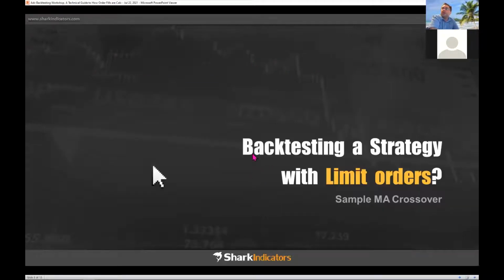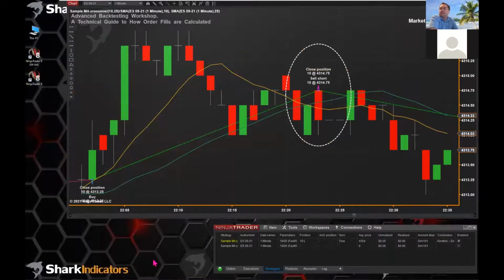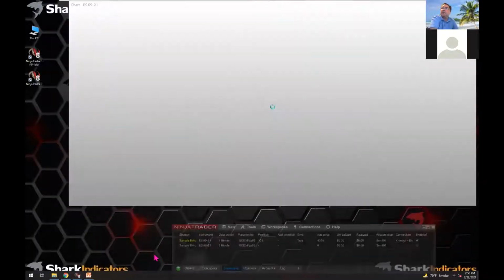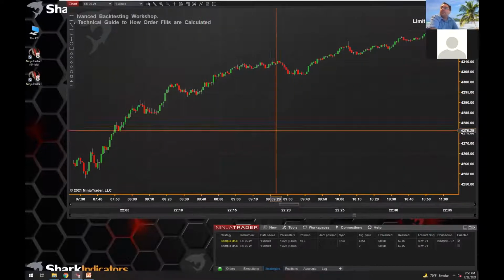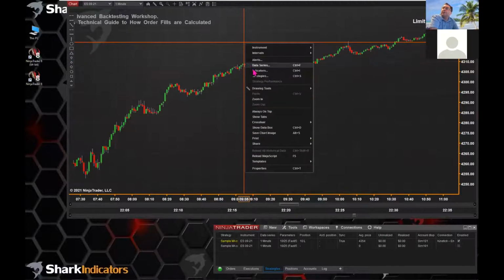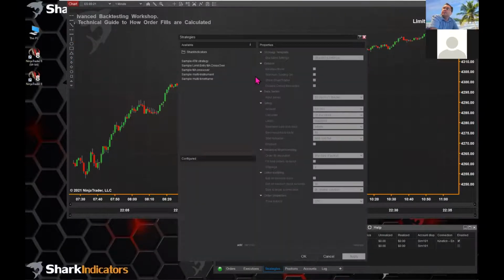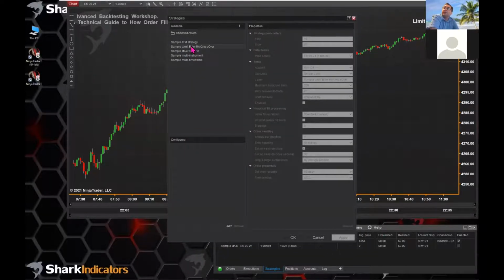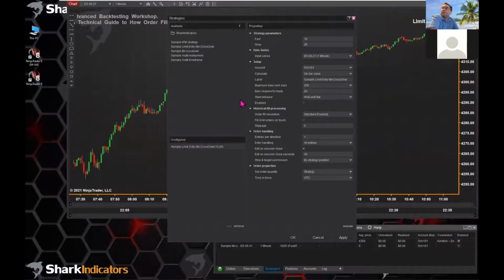So, all right. Now let's look at backtesting a strategy that uses limit orders. That was market orders. So let me pull up my other chart, and there we go. Here's my other chart, and I'm going to put on a different strategy that was built to submit limit orders instead of market orders. Let's just get that enabled.